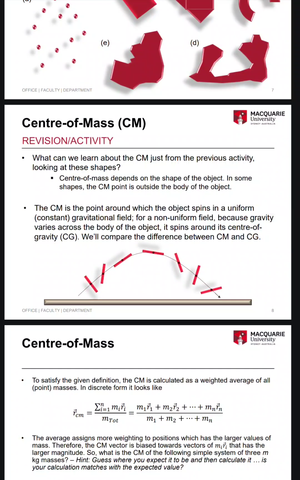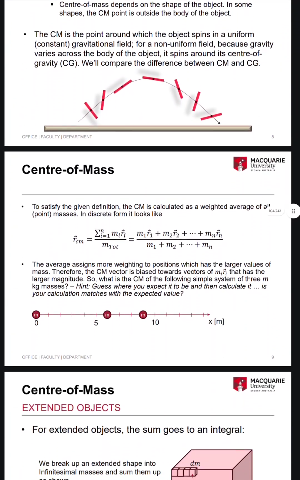What can we learn about Cm just from the previous activity? Looking at these shapes, center of mass depends on the shape of the object. In some shapes, the Cm point is outside the body of the object. The Cm is the point around which the object spins in a uniform constant gravitational field. For a non-uniform field, because gravity varies across the body of the object, it spins around its center of gravity. We will compare this difference between Cm and Cg.